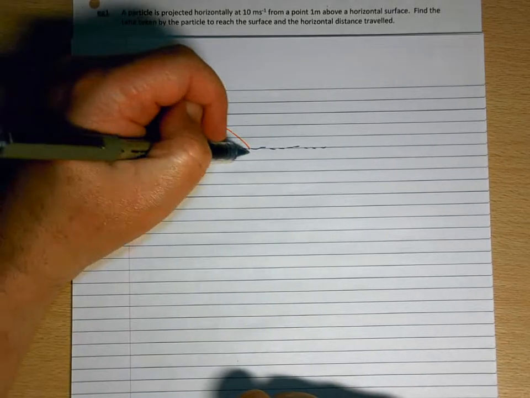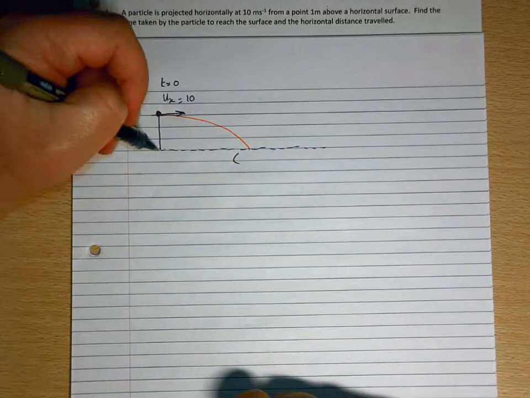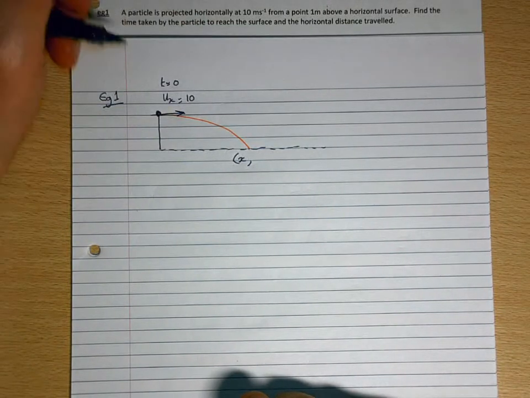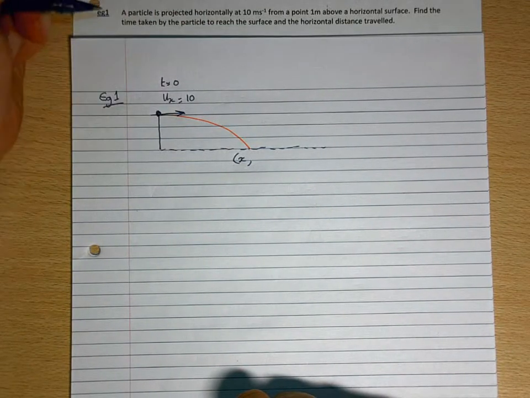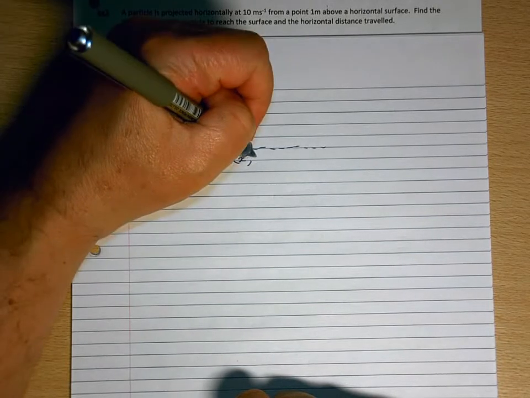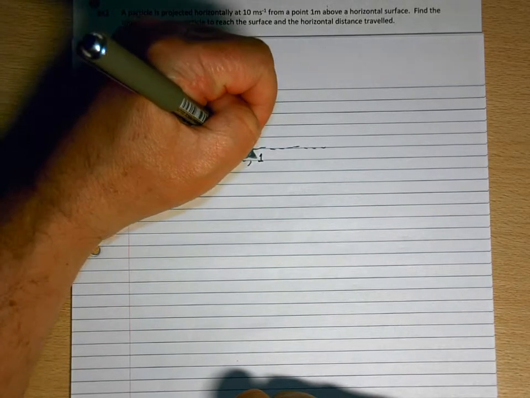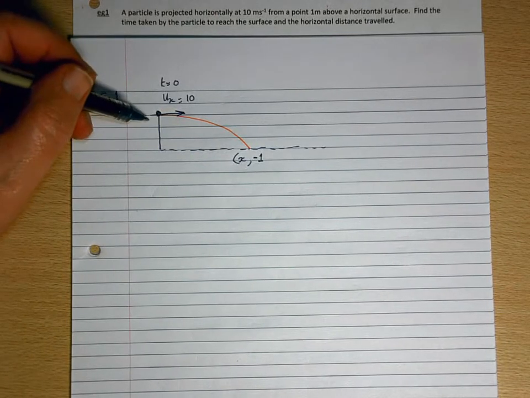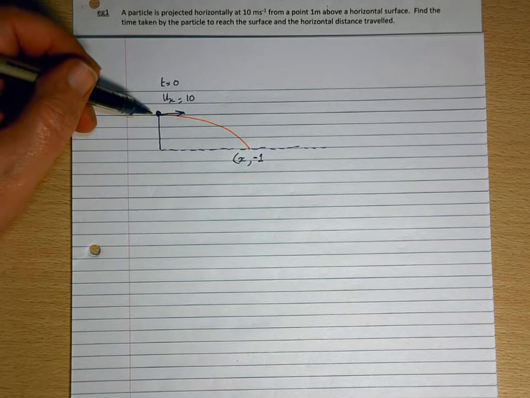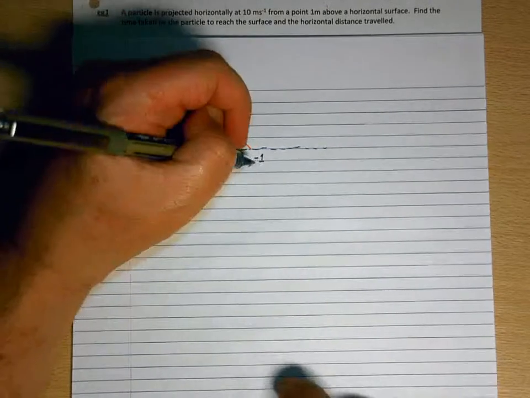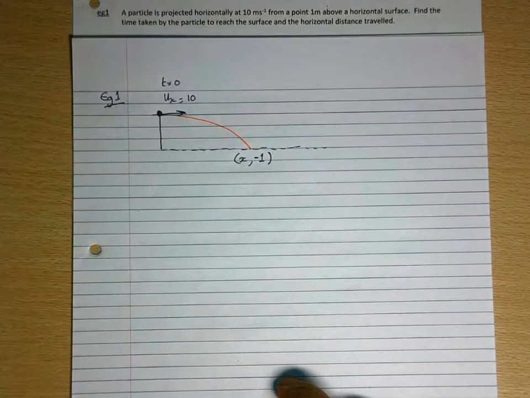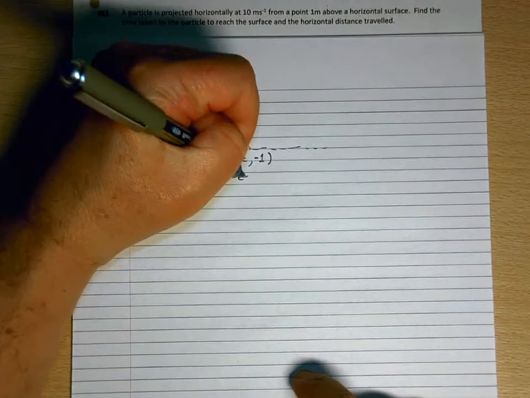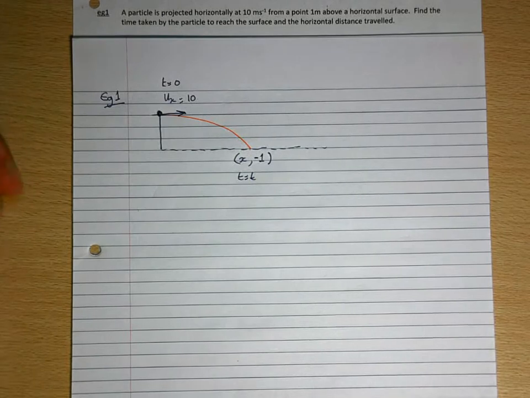and when it hits this point here, which is going to be a horizontal distance x away from the horizontal point of projection, we know it's going to be 1 meter below. And because it's 1 meter below, we generally take the origin to be the point of projection. So 1 meter below that will have a vertical displacement of -1. At this point, t equals t.